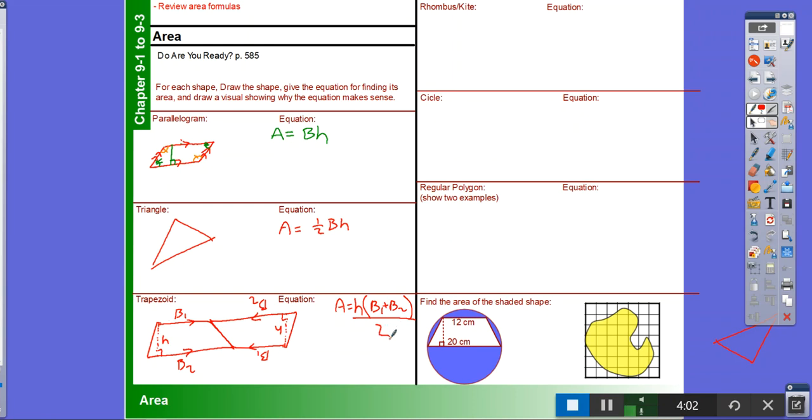A kite or a rhombus. Now these get a little more interesting. So let's go ahead and draw a kite. A kite is a shape that has two pairs of congruent sides. So in this example, this side is congruent to this side, and this side is congruent to this side. And also, this angle is congruent to this angle.